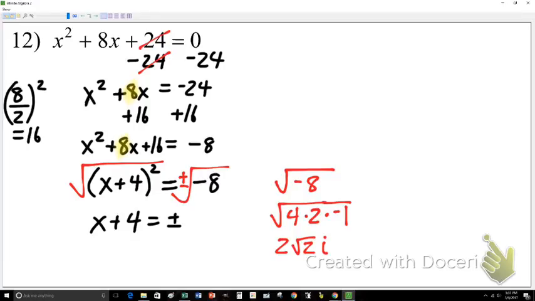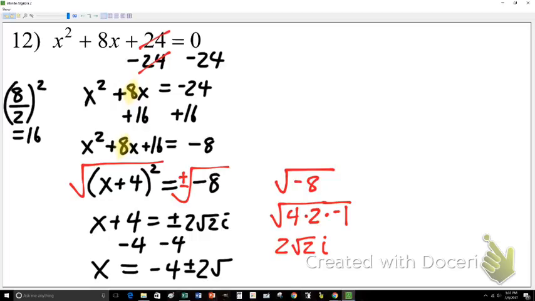Okay? So let's replace the square root of negative 8 with 2 square root of 2 i. So we have plus or minus 2 square root of 2 i. And then we can finish solving for x by just subtracting 4 on both sides. Alright, so we get our final answer. x is equal to negative 4 plus or minus 2 square root of 2 i. And there we go.